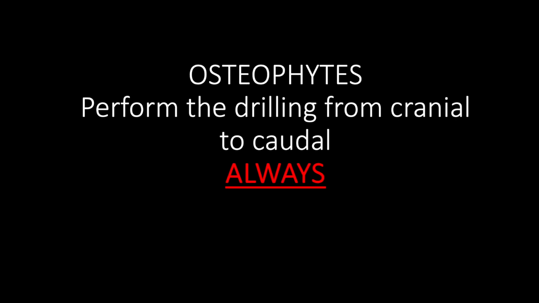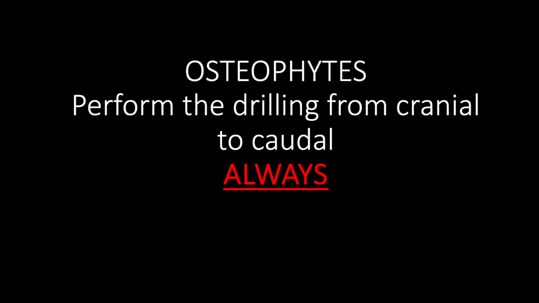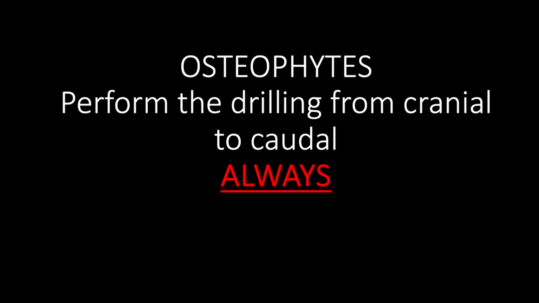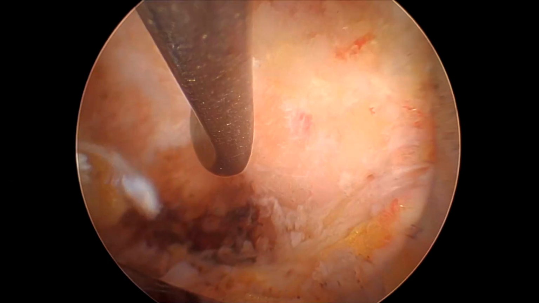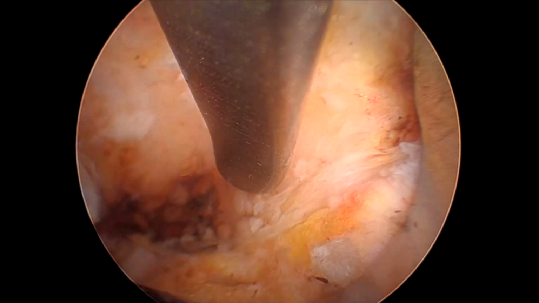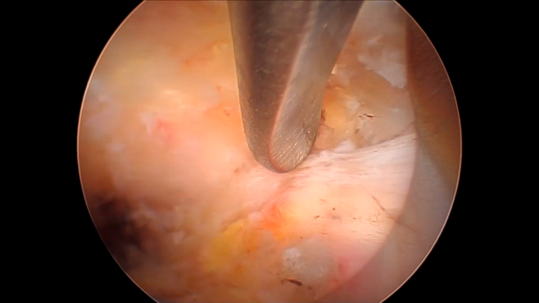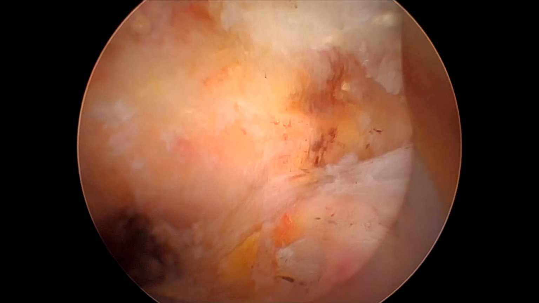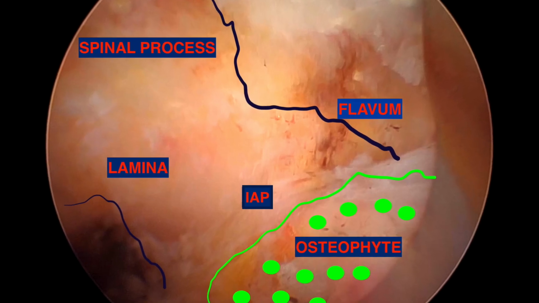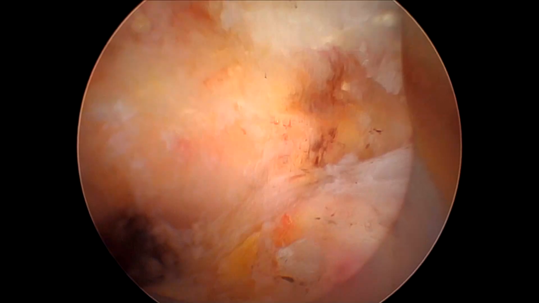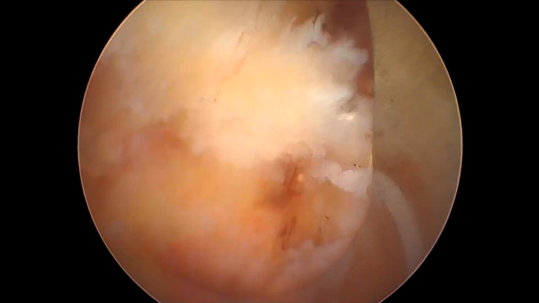So I always recommend drilling from the cranial part to the caudal aspect. I will show you how easy this procedure is. The first thing is to identify the cranial lamina and the descending facet, inferior articular process, and the upper edge of the osteophyte, as you can see in this picture. In this image, we recognize the spinous process, the lamina, the flavum ligament, the IAP, and the osteophyte.